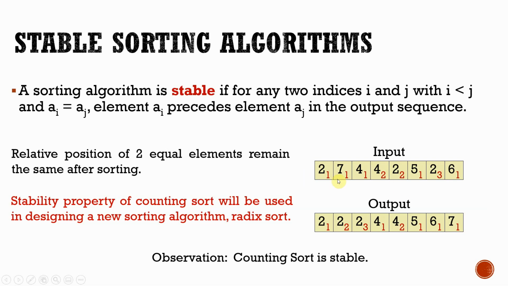So here you see that we have 2 2's. Let's call this one 2a and this one 2b. In the sorted one, 2a comes before 2b. We only have 1 7, but we have 2 4's. If this is 4a and 4b, 4a comes before 4b. And the same thing for other elements. So the stability property of counting sort will be used in designing a new sorting algorithm called radix sort. And counting sort is stable.